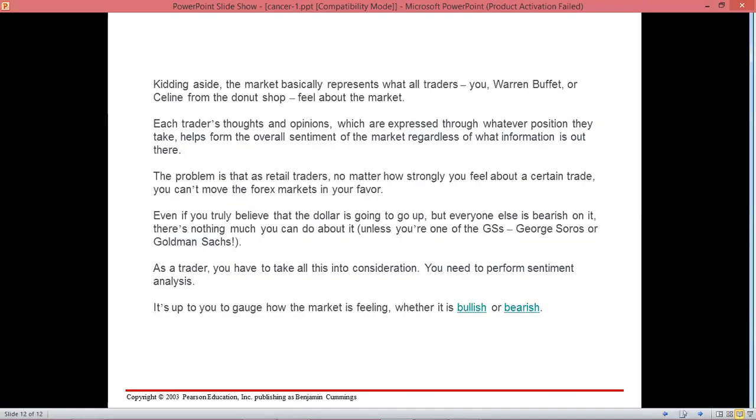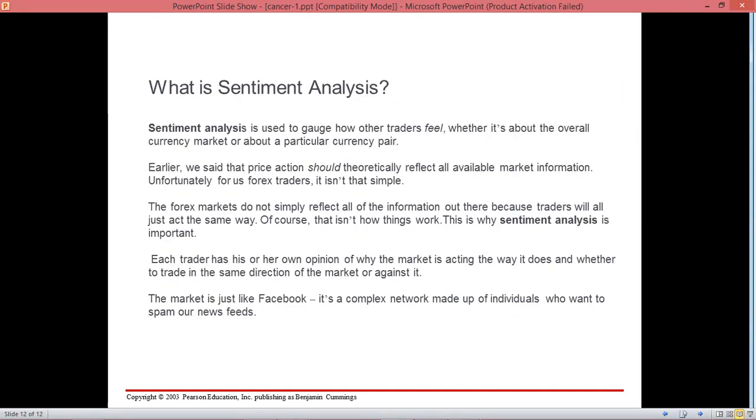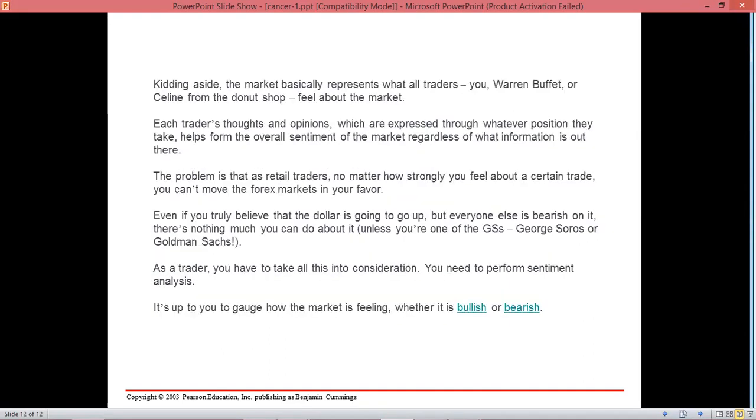Okay, beautiful. Let's go. Kidding aside, the market basically represents what all traders, you, Warren Buffett, or Clean from the donut shop, feel about the market. Yes, that is just it. The market represents what all of you are doing. That's the reason why we use candlesticks. You understand the reason why we use candlesticks now.